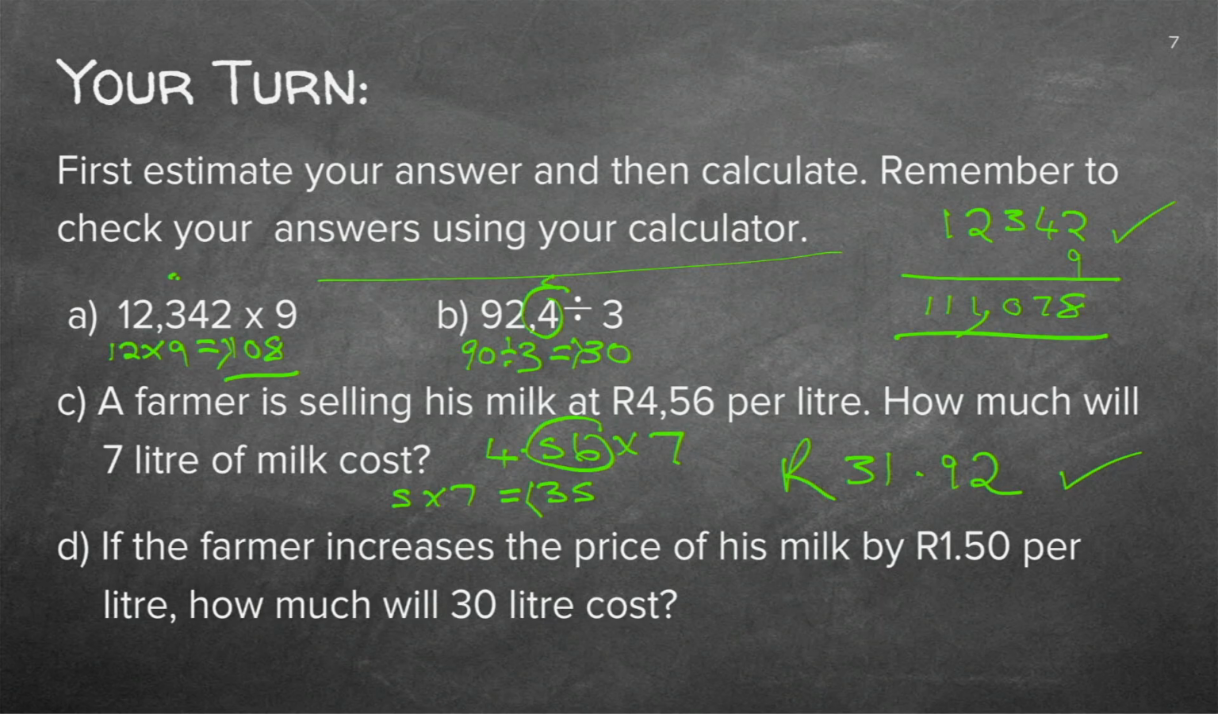Then, if the farmer now increases the price of milk by R1.50 per litre, how much will 30 litres cost, right? So first of all, the price of the milk was 4.56. Oh, sorry, let me just fix that. 4.56, and he increases it by R1.50. So first of all, we have to find out what this will be, and then the answer we're going to then multiply by 30. I hope you've done that.